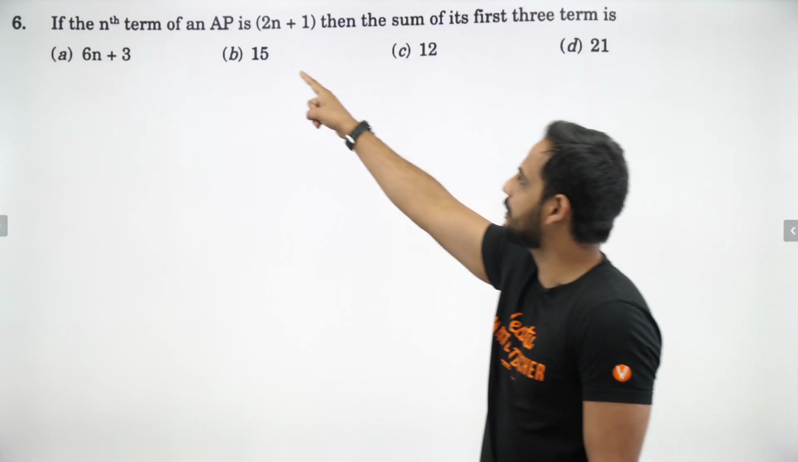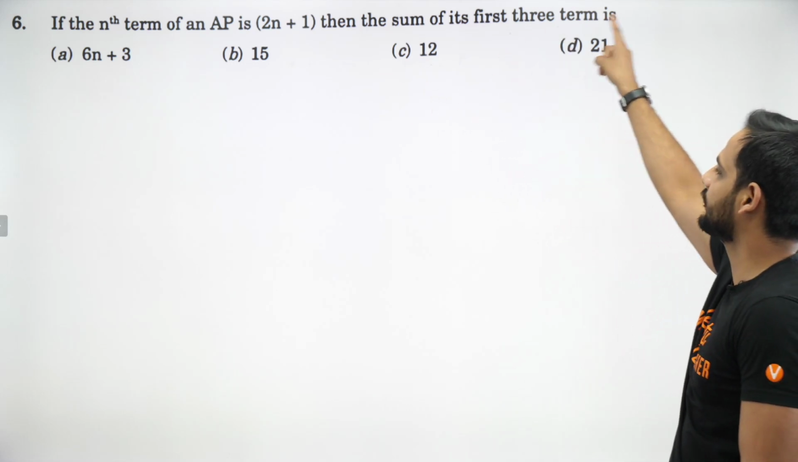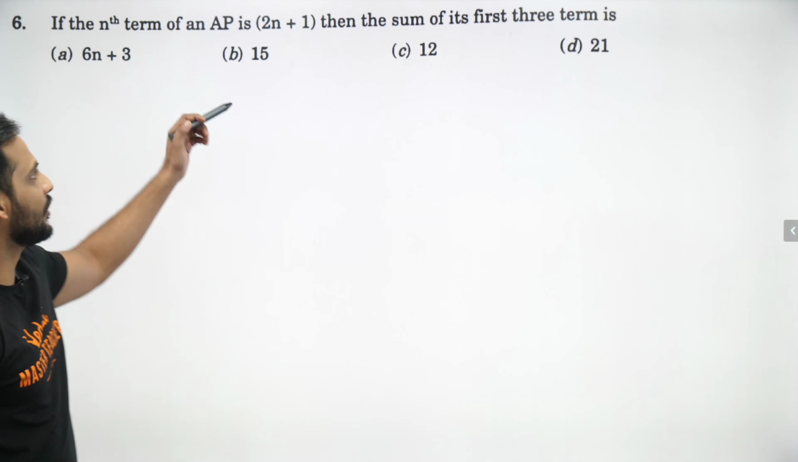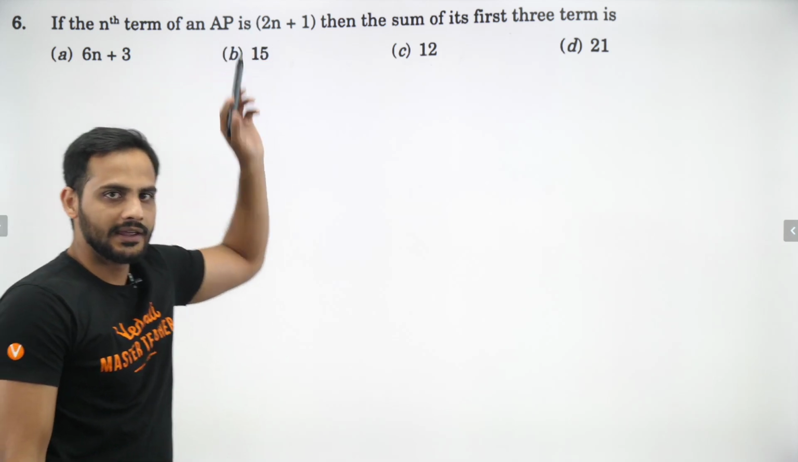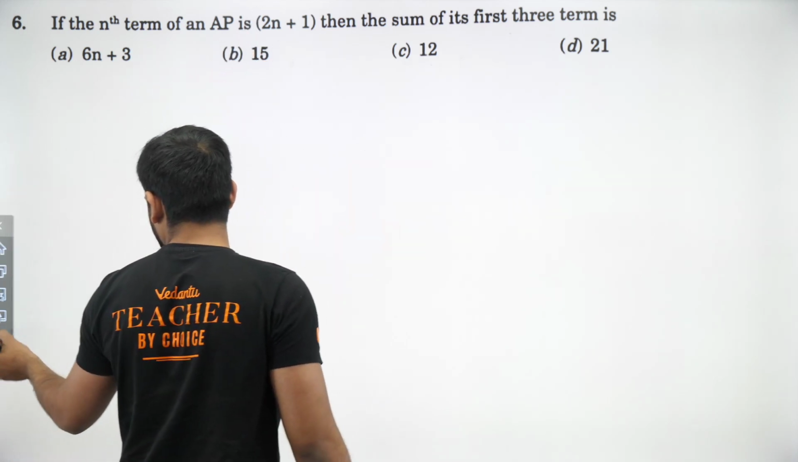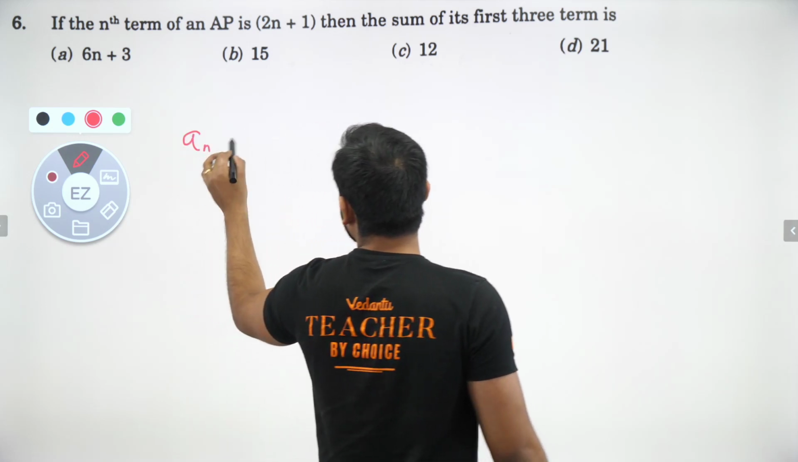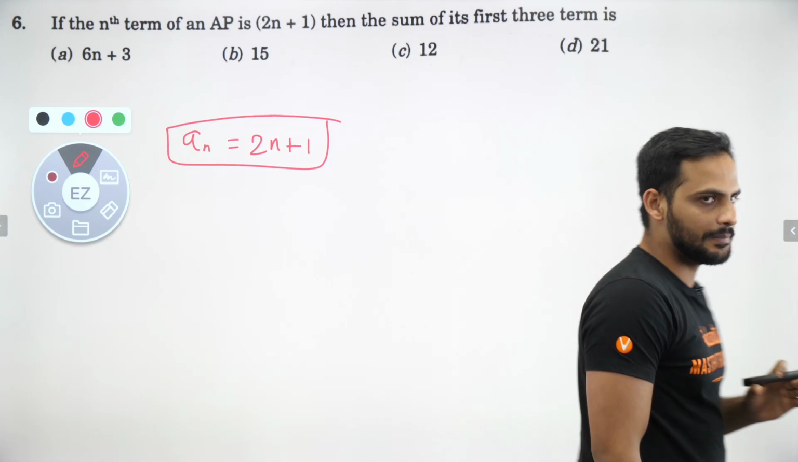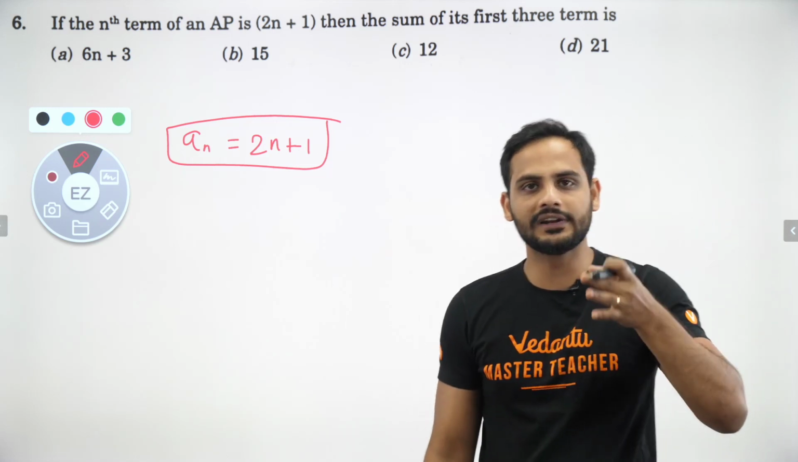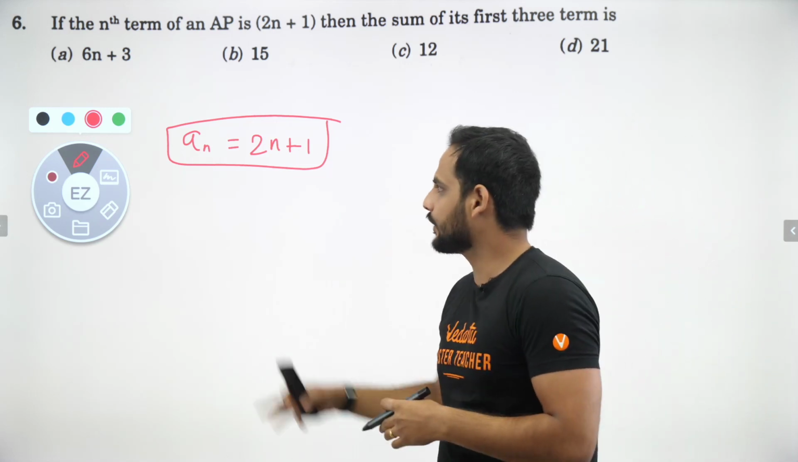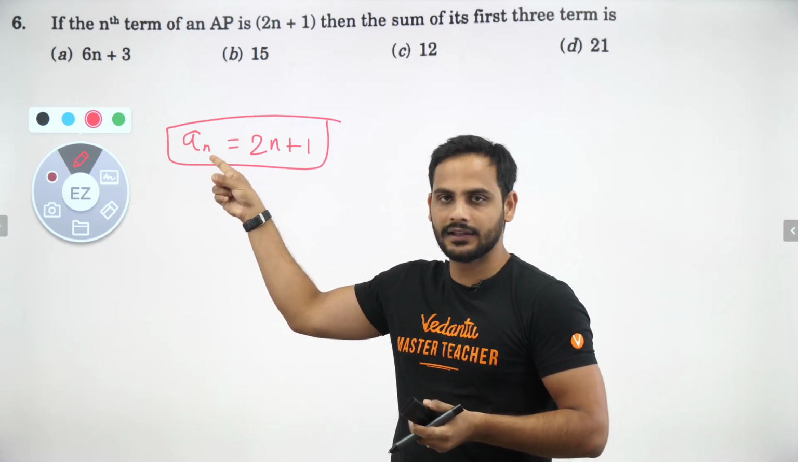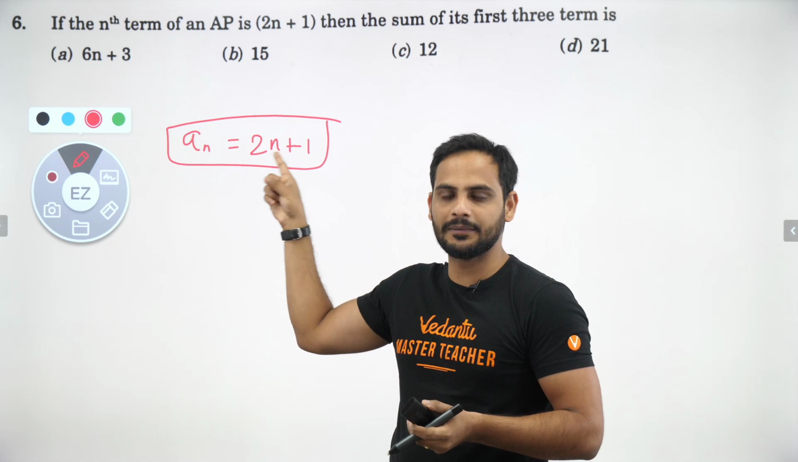If the nth term of an AP is 2n plus 1, then the sum of its first terms. I think this question, look carefully, is very easy. When the nth term is given, let me explain this question a little. an is equal to 2n plus 1 given. Okay, an, the general term of an AP, is given. So now put the value of n, you will get whatever term you want. Suppose if you want the 10th term, put n is equal to 10. So you will get a10 is equal to 2 into 10, 20 plus 1, 21.